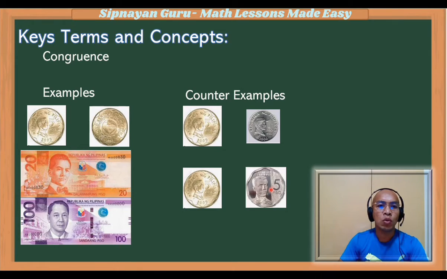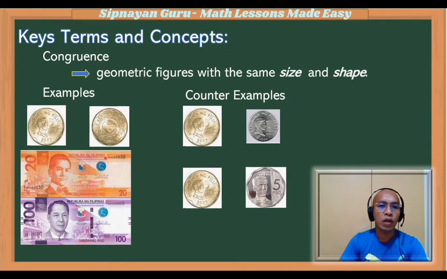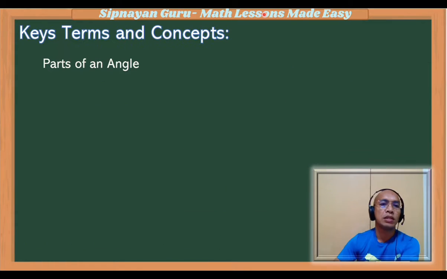Now, how do we know that two geometric figures are congruent? Based on this set of examples, two geometric figures are congruent if they have the same size and shape. Now, this is the symbol of congruence.